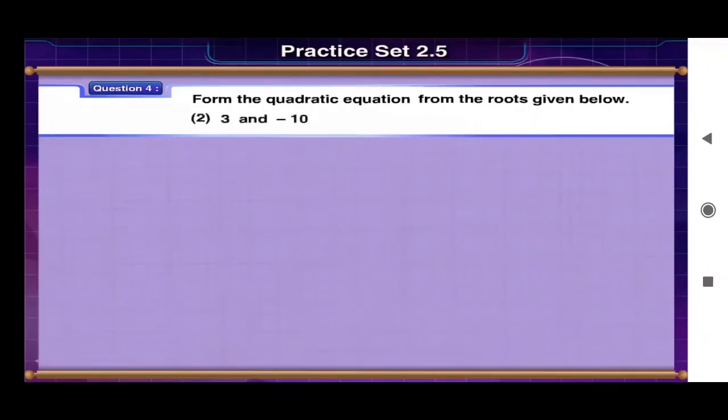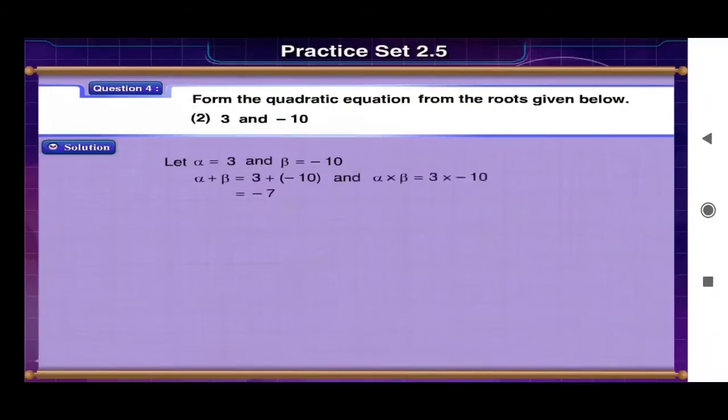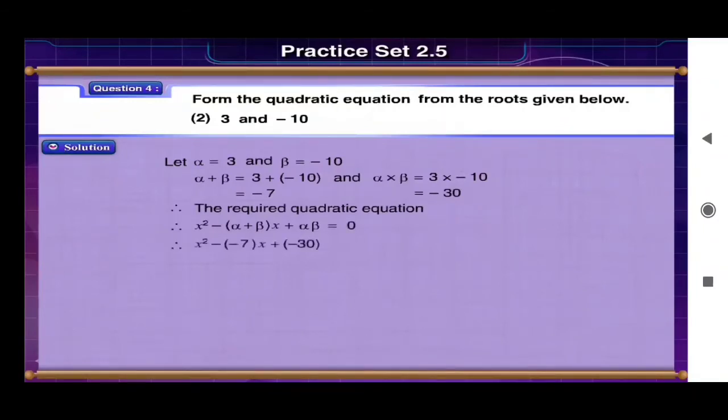2. 3 and minus 10. Let alpha be equal to 3 and beta be equal to minus 10. Alpha plus beta is equal to 3 plus minus 10, which is equal to minus 7. And alpha into beta is equal to 3 into minus 10, that is equal to minus 30. Therefore, the required quadratic equation is x square minus (alpha plus beta) into x plus alpha beta is equal to 0. Therefore, x square minus (minus 7) into x plus (minus 30) is equal to 0.